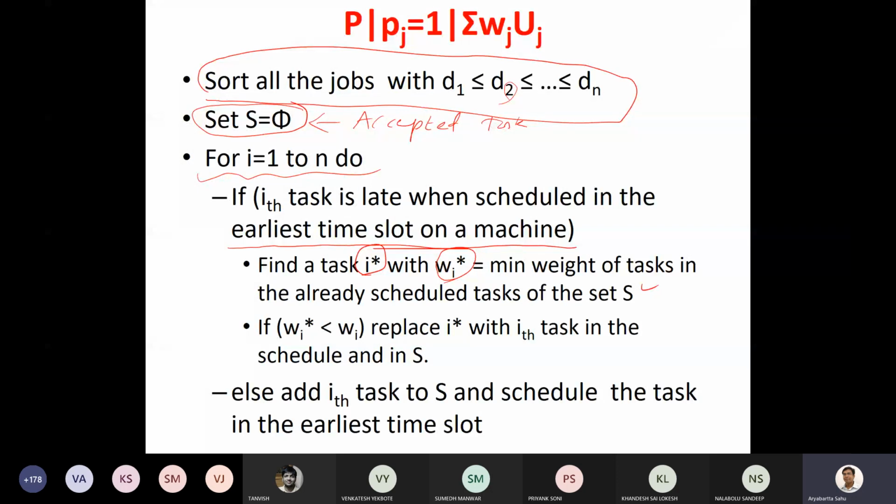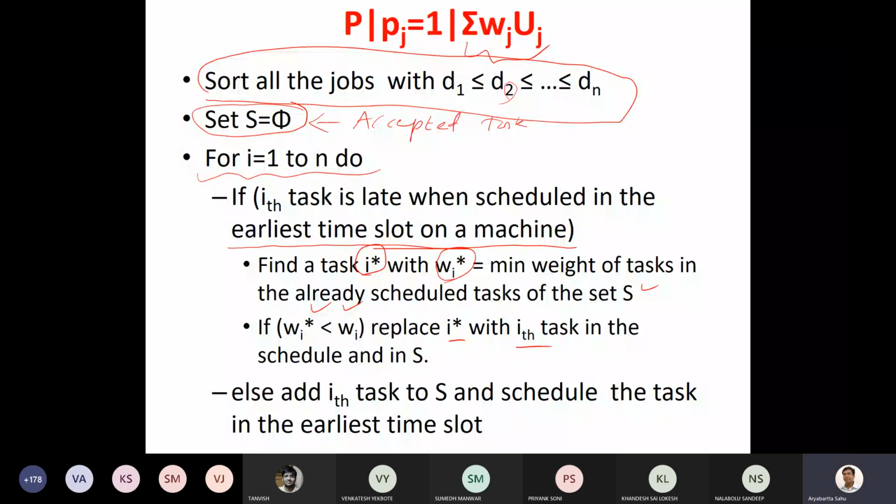That means go serially, based on D1, D2, up to Dn. And whenever you see the 11th task, for example, and we have already scheduled 10 tasks, and you are not able to schedule the 11th, but among the 10 tasks, some task has lesser weight as compared to the 11th task, then take out that task, whichever has the minimum weight, so that you can put the 11th one. Because our main goal is to minimize the summation of W j. And if you do this process, then definitely you will get the optimal result. This is proved to be optimal.